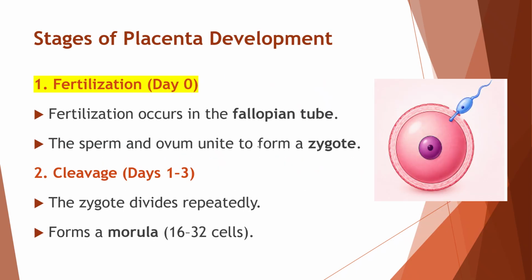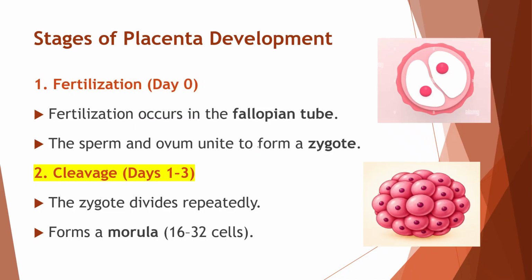Now let us understand the first two stages of placental development. The first stage is fertilization, which occurs on day 0. Fertilization takes place in the fallopian tube, where the sperm meets the ovum. When they unite, they form a single cell called the zygote. This is the first cell of the new baby.